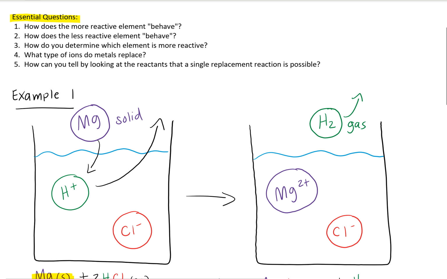Number 4, what type of ions do metals replace? So think about what type of ion the magnesium replaced and what type of ion the copper replaced. And finally, number 5, how can you tell by just looking at the reactants that a single replacement reaction is going to be possible? So please take a moment, jot down your answers to these questions, and I hope you learned something about single replacement reactions.